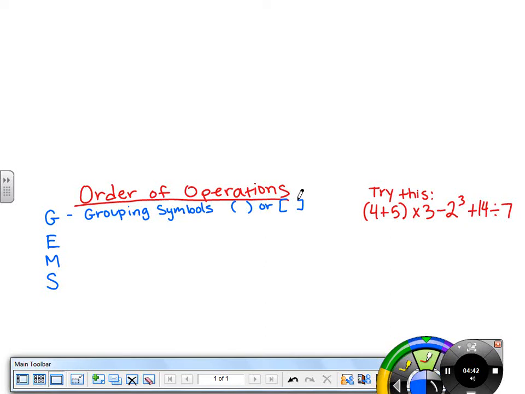So the first step in this problem I asked you guys to try would be to combine the 4 plus 5 because of the grouping symbols around it. So that would become 9. Okay? And then we would copy everything else just as it was.